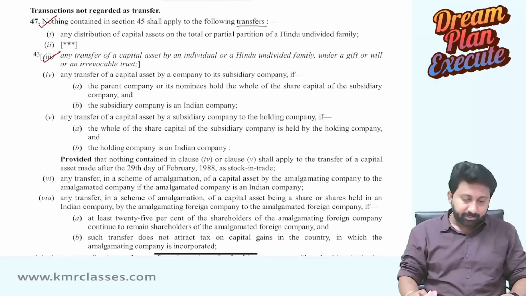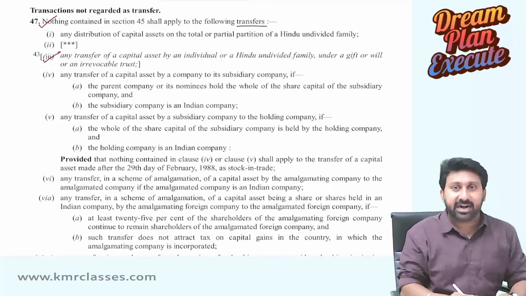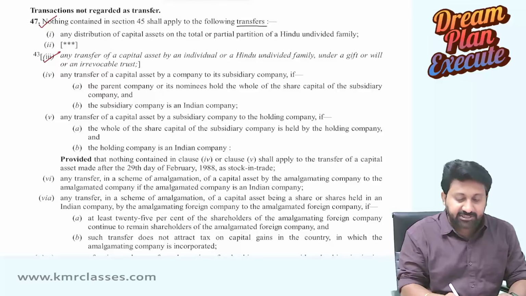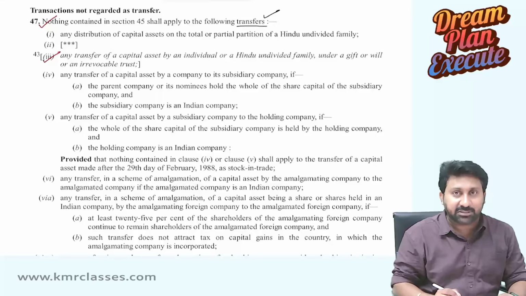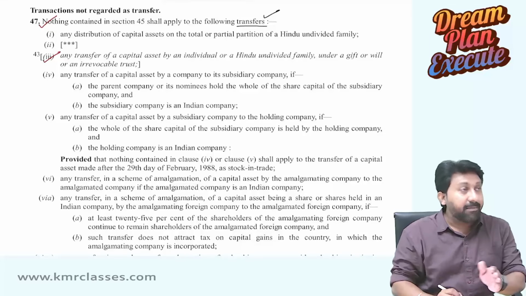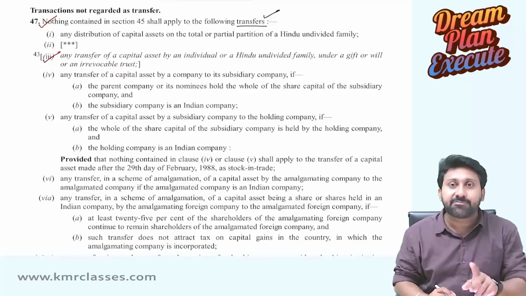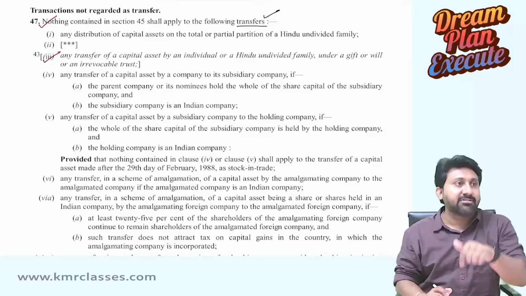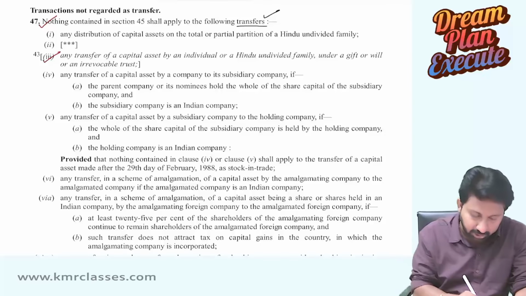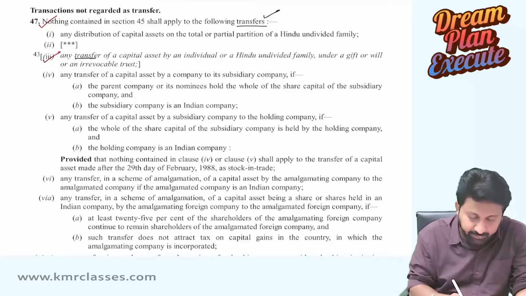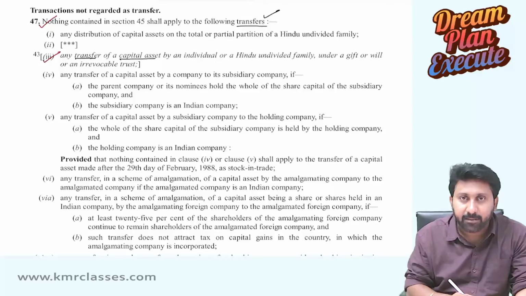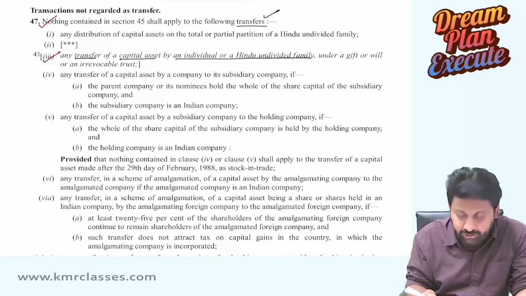So now try to understand. Nothing contained in section 45 shall apply to the following transfers. These are all transfers, but these transfers do not trigger section 45. So capital gains tax will not be there, though there is a transfer of this kind. Let us continue. There is a transfer of what? Of a capital asset. By whom? By an individual or HUF.